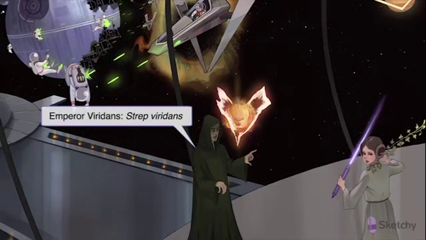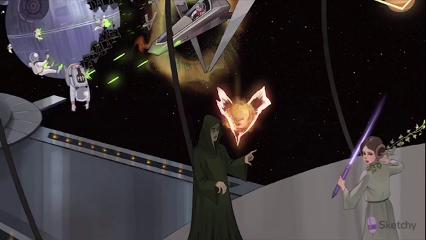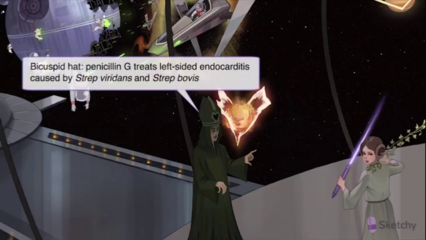His dark green robe is there to remind you of Strep Viridans, and his bicuspid-shaped hat represents the left-sided endocarditis caused by Strep Viridans and Strep bovis, both of which can be treated with penicillin G.